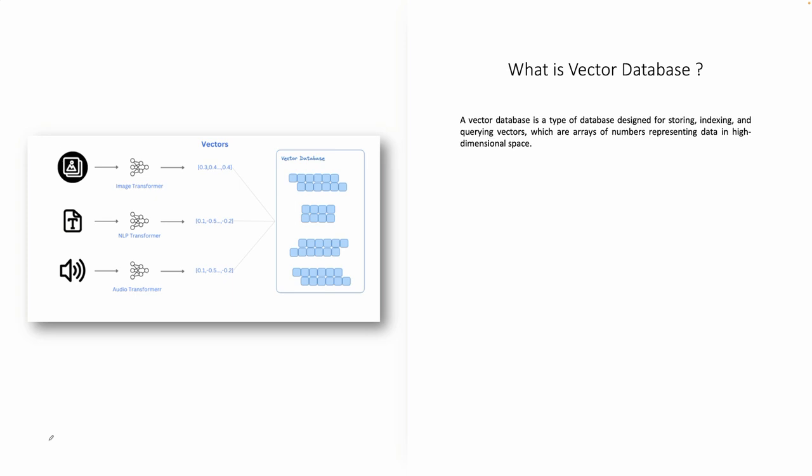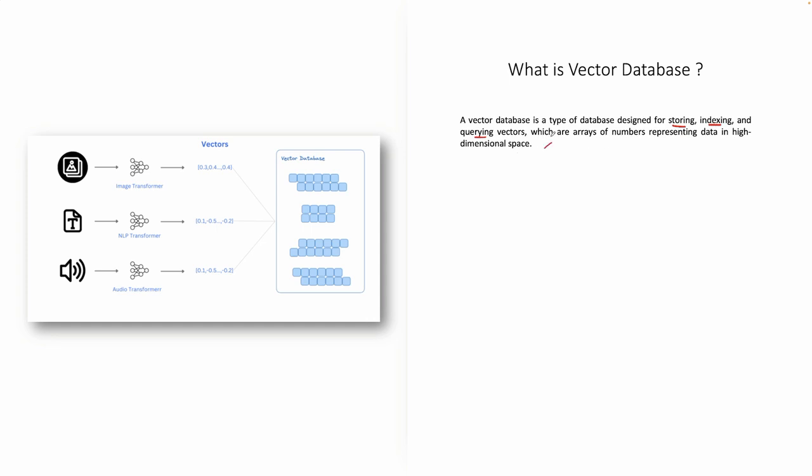Okay, so in the previous video, we understood what are embeddings, right? Now it's time to take a look at vectors and vector databases, right? So a vector database is a type of database which is designed for storing, indexing, and querying vectors, which are arrays of numbers representing the data in a high dimensional space, right?